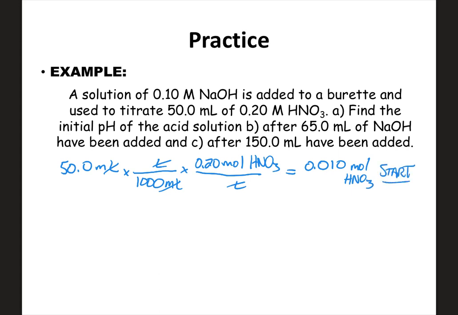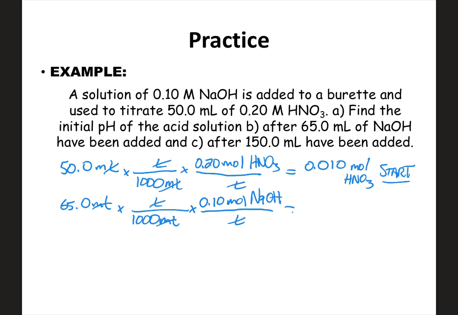I like to label these things. So if I added 65 milliliters of NaOH, let's see how many moles of base I actually added here. There's 1,000 mils for every liter. Now that I'm in liters, I can use my concentration to figure out the moles. In this case, though, there's 0.10 moles of the sodium hydroxide for every liter. So I actually added 0.0065 moles of the NaOH.